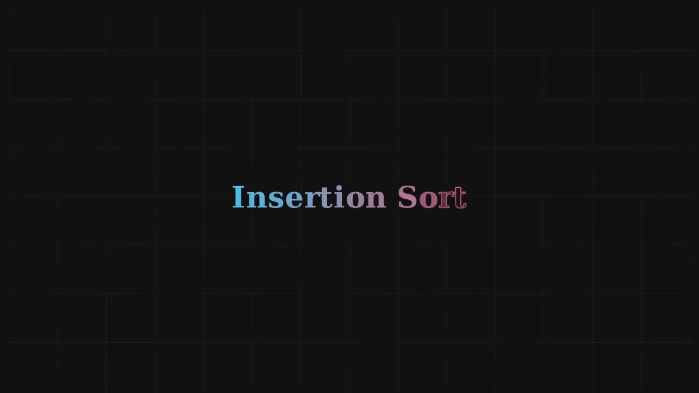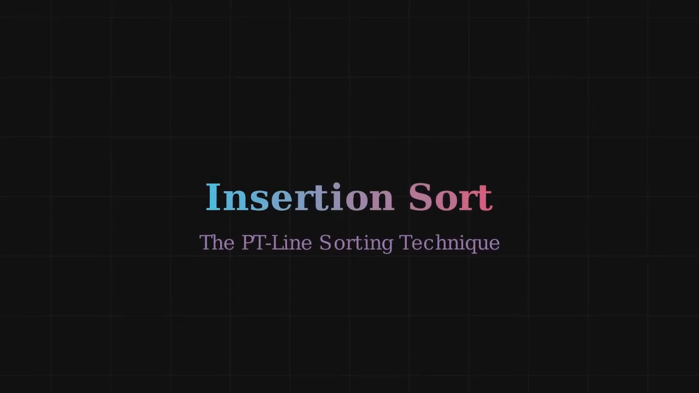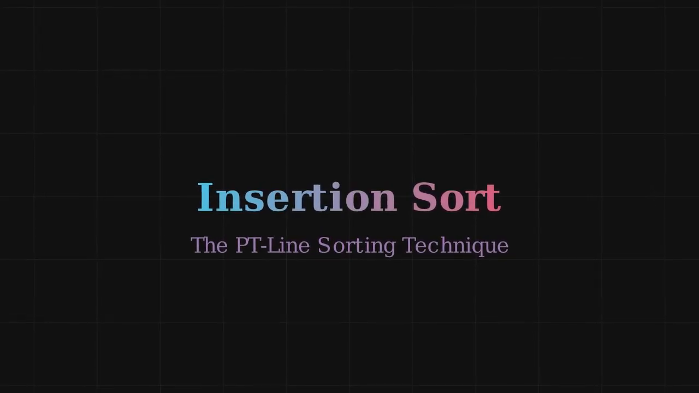Imagine a line of students at parade, arranging themselves by height, one student at a time. That's insertion sort, the simplest sorting algorithm inspired by real-life ordering.